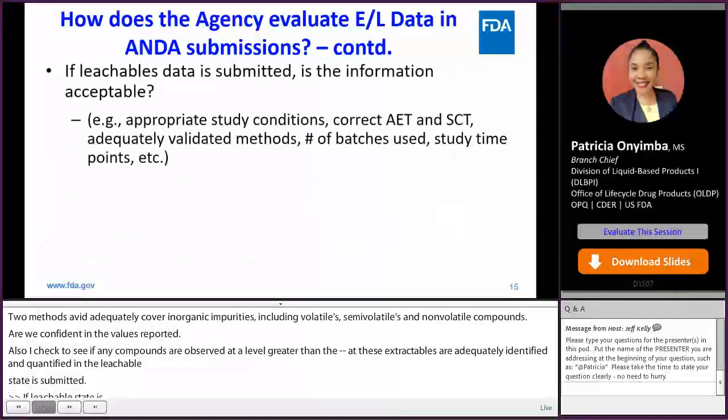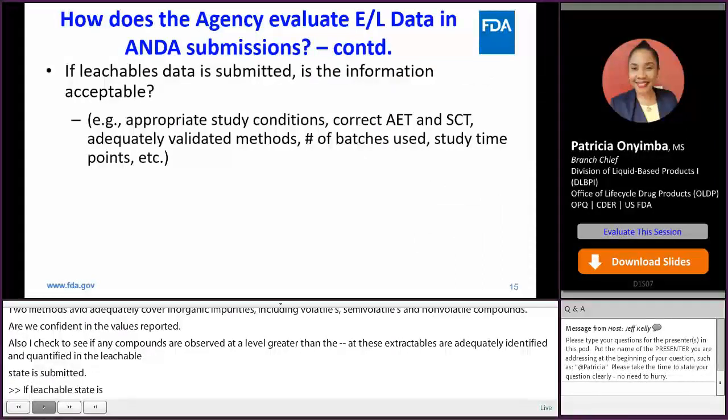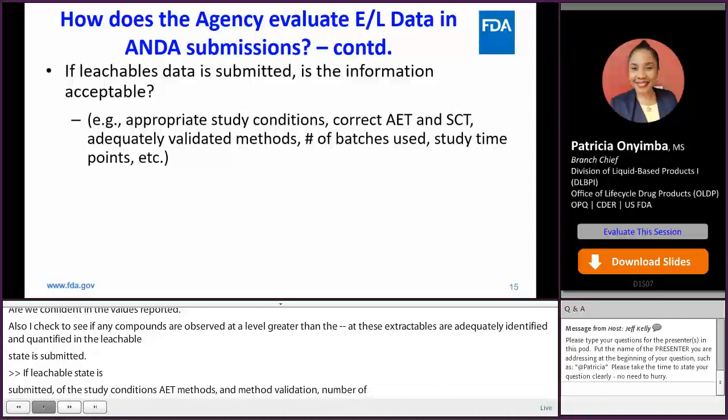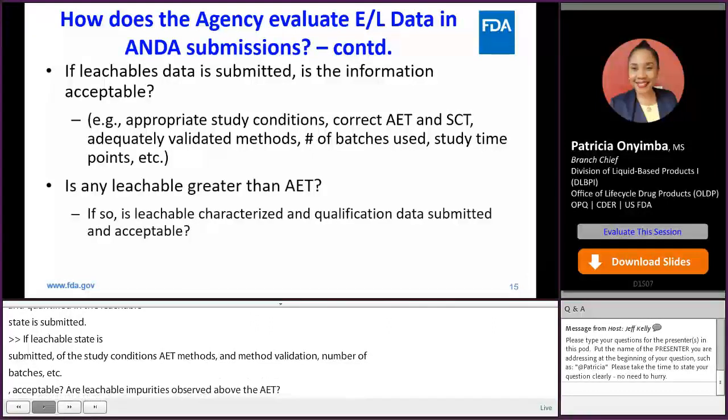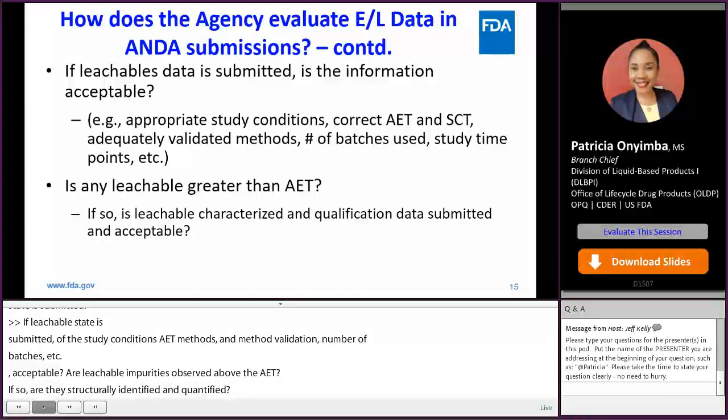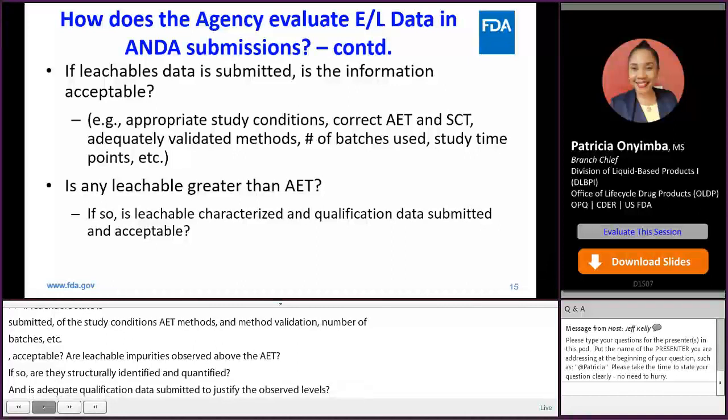If leachables data is submitted, are the study conditions, AET, methods and method validation, number of batches, etc., acceptable? Are leachable impurities observed above the AET? And if so, are they structurally identified and quantified? And is adequate qualification data submitted to justify the observed levels?